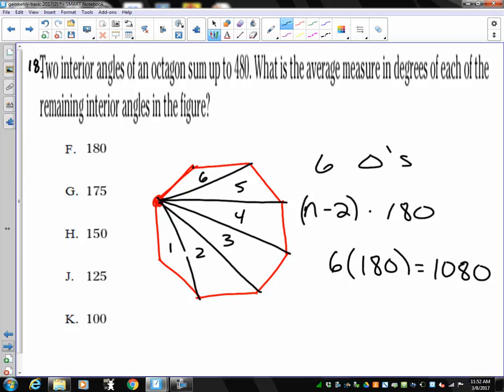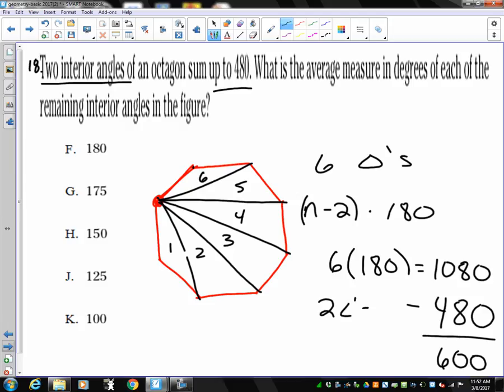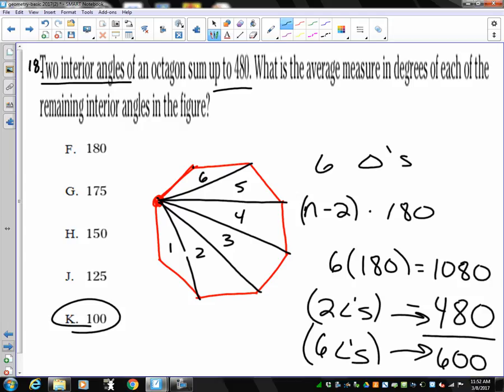Now, this one's not a regular one, so we can't divide it by 8, but it says that 2 of the interior angles sum up to be 480. So I'm going to take those 2 angles out. 1080 minus 480 is 600. Since I've subtracted the 2 angles, the other 6 angles have to have a sum of 600. That means they would have to average around 100 degrees apiece.